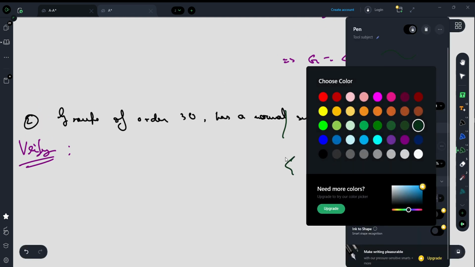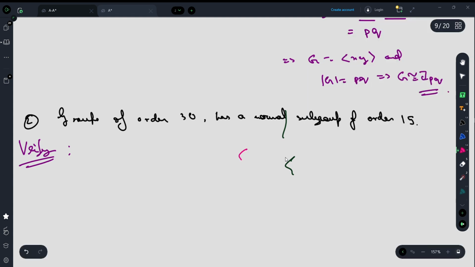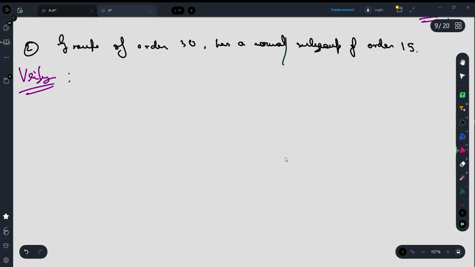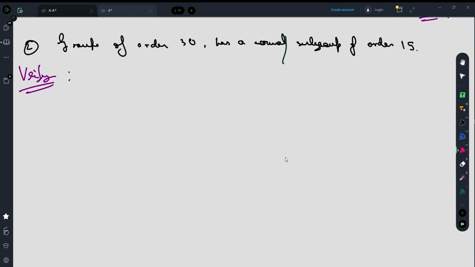Let me use a different color. Will this do? Yeah, this is much darker. Let me use a fine color. Okay, let me do it with pink. Will it do? Yeah, seems fine. So let me verify this out.